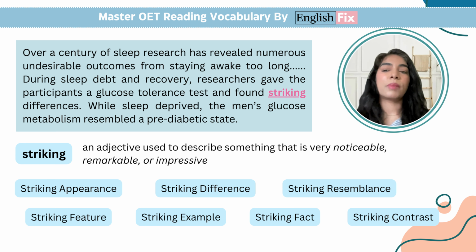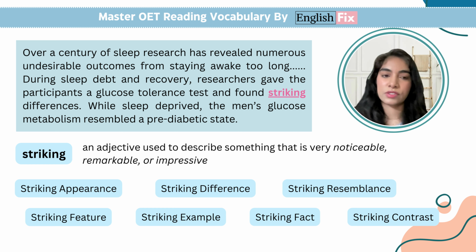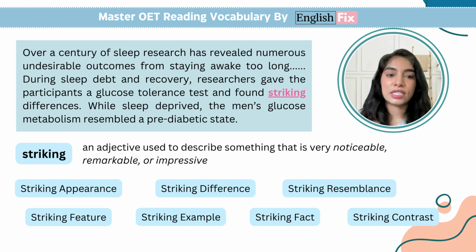Now, in the paragraph, when you read it, it says that during sleep debt and recovery, researchers gave participants a glucose tolerance test and found striking differences. So they didn't find differences which were like, nah, it's okay, it's normal, it's fine. No, they found differences which actually grabbed their attention. They found striking differences, noticeable differences, something that you should take note of and should not be missing.